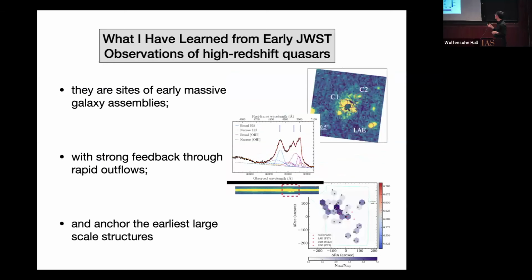Okay, so I'm going to just put on my summary slide here. I think there are 3 things I learned from our early JWST observations, 3 interesting points. One is they are sites of massive galaxy assembly. A lot of them show strong feedback, and they live in some of the earliest large structures.